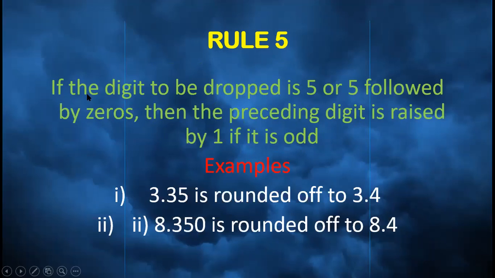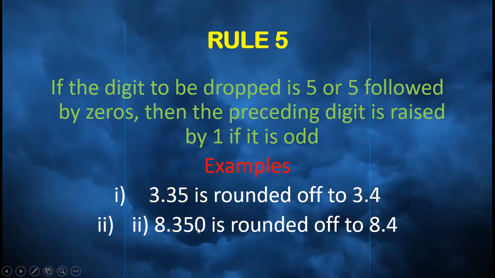Rule number 5. If the digit to be dropped is 5 or 5 followed by 0, then the preceding digit is raised by 1 if it is odd. Here you can see 3.350. So 5 followed by 0, but the preceding digit is an odd number. So you have to add 1 to the odd number. So it is 3.4.